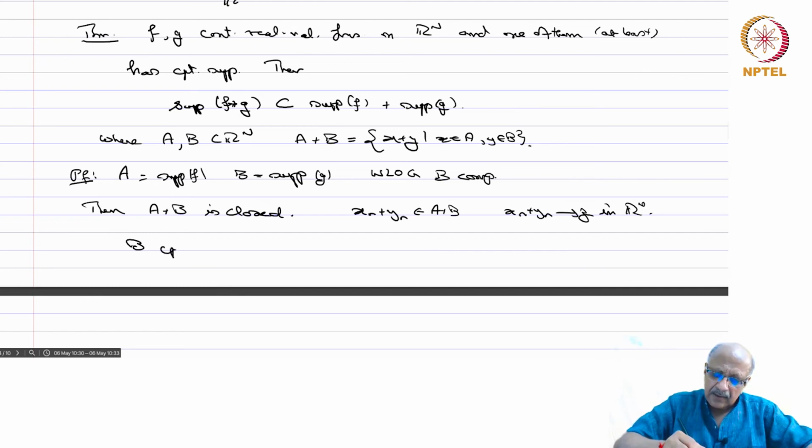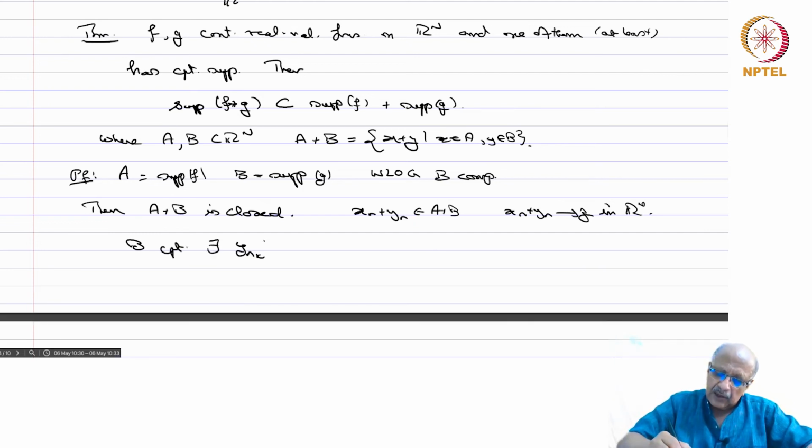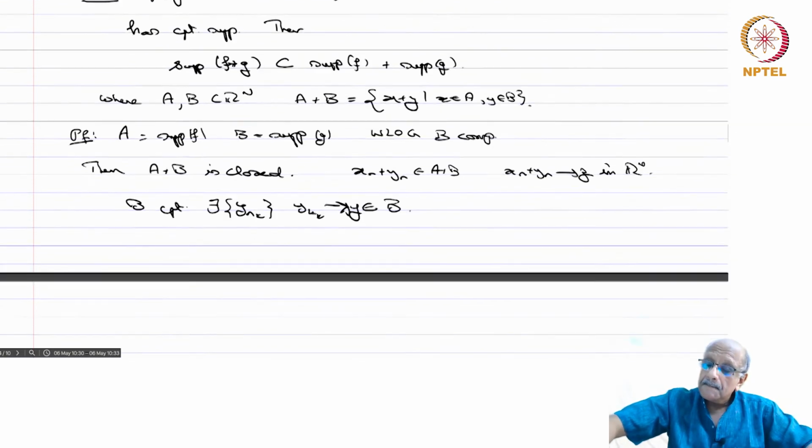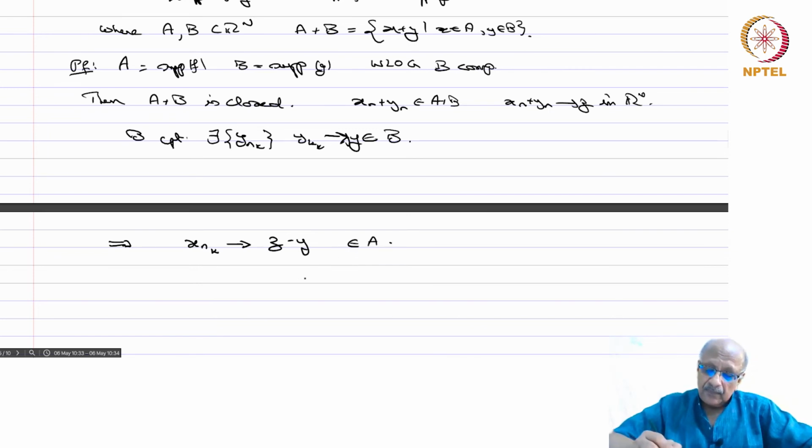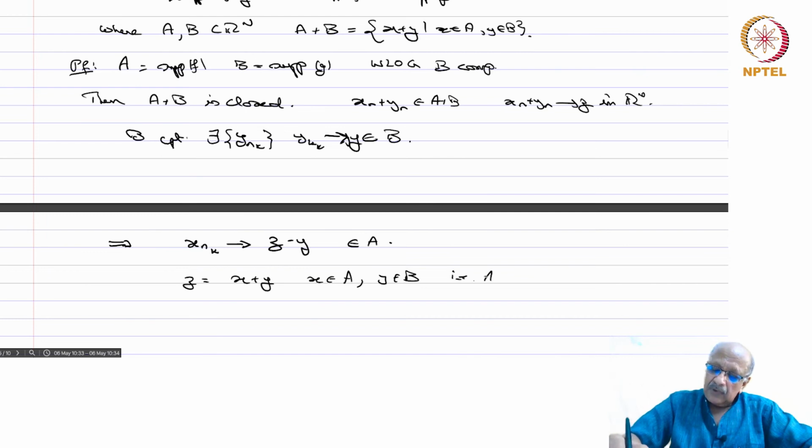Now B is compact, so there exists a subsequence y_{n_k} that converges to y, and compact sets are closed, therefore y will also be in B. Then this will mean that x_{n_k} will converge to z minus y, and this has to be in A. So that means z equals x plus y, where x is in A and y is in B. That is, A plus B is closed.